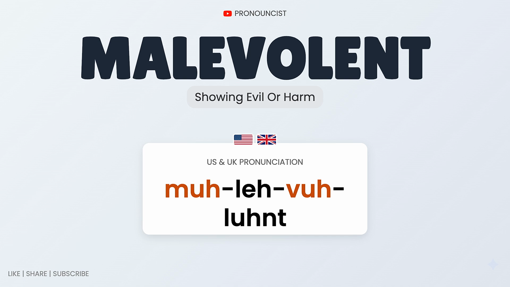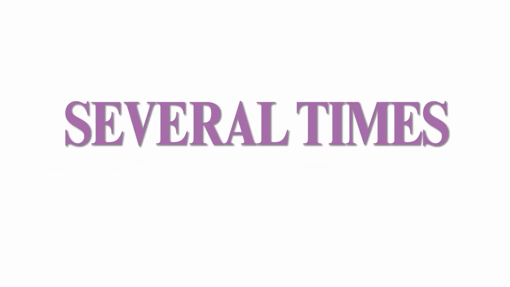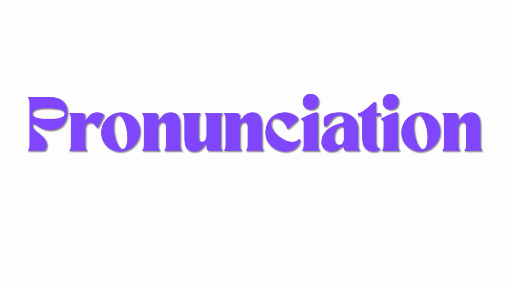Malevolent. Practice repeatedly and you'll soon be able to say this word perfectly. The best way to practice is to repeat the syllable multiple times. The meaning of the word is showing evil or harm. Try repeating this word several times to improve your pronunciation.